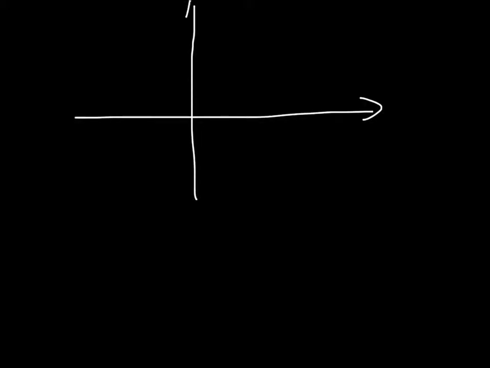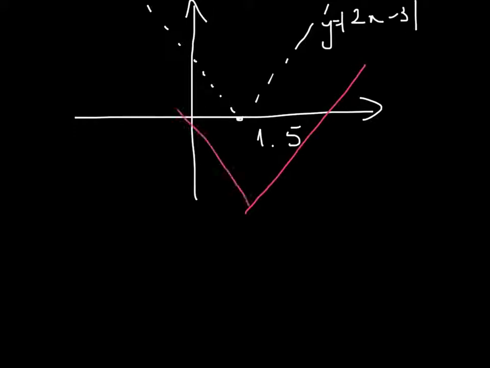So the graph is going to be, remember that was the absolute value of 2x minus 3. That's 0.1, 0.5. Moved 4 units down. So we'll get something like this. Here being the point (0, negative 4). Okay.